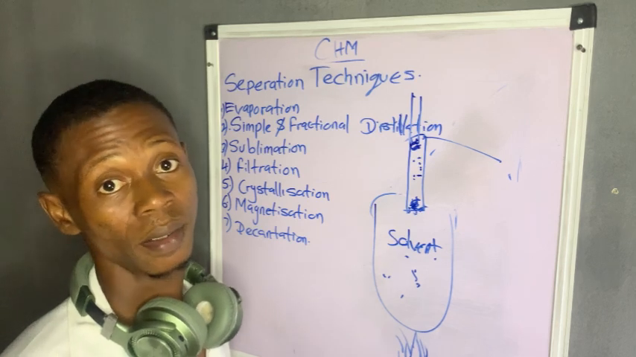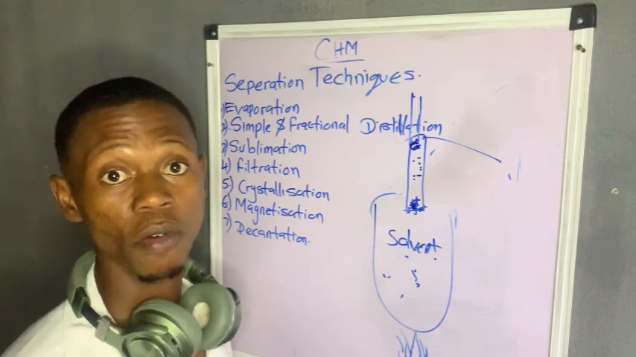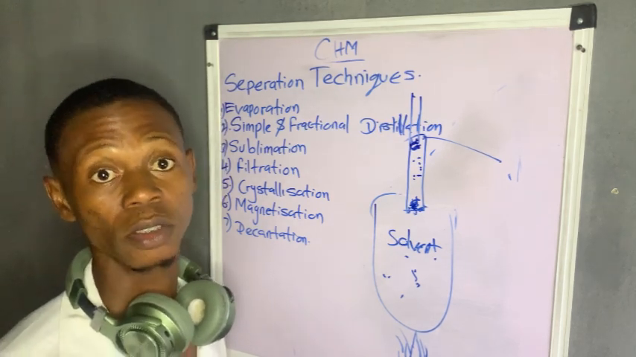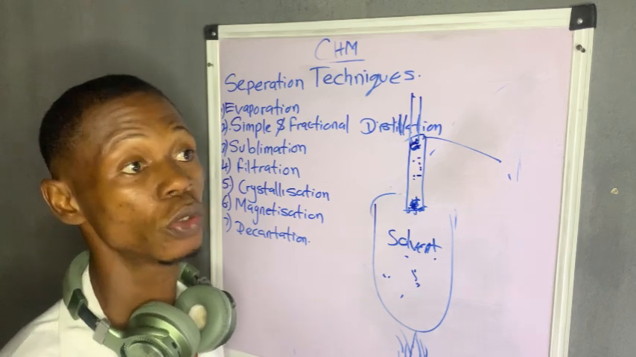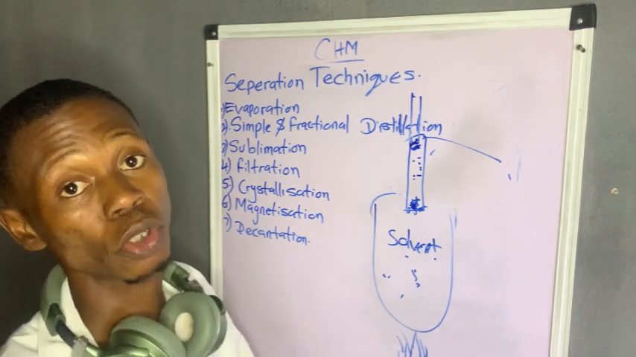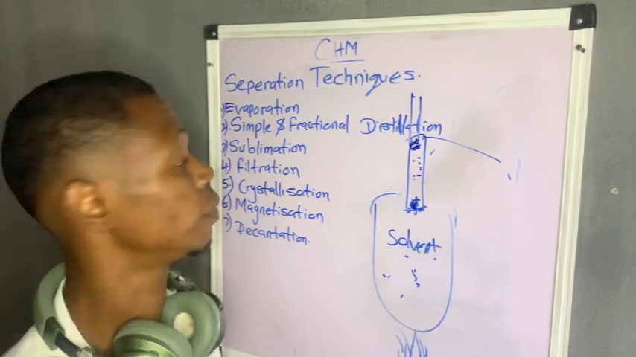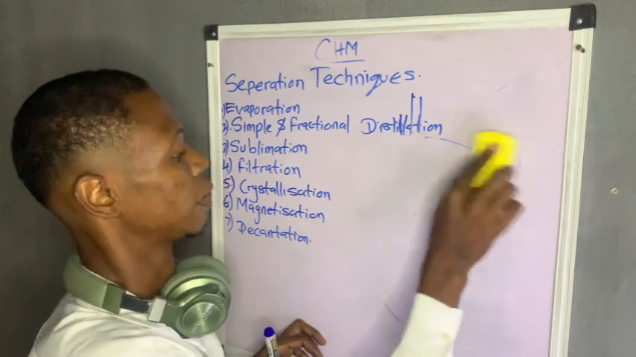For sublimation, you use it to separate any solid which directly converts to gas, like camphor. If you get camphor inside any substance, just heat it. The camphor will sublime and turn to gas. If you capture it, you get back camphor. So that's by the way.